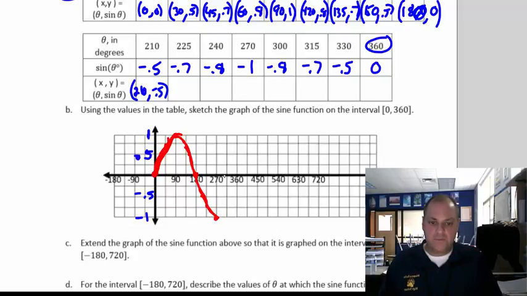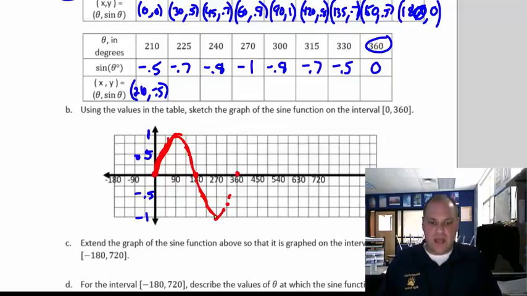300, negative 0.8. This is, where are we at here? Yeah, this is 315. Okay, whew, I messed up there. This is 315. So 300 is a little bit to the left. Negative 0.8, right about there. 315, negative 0.7 is right about there. 330, negative 0.5 is right there, and then 360 is 0.